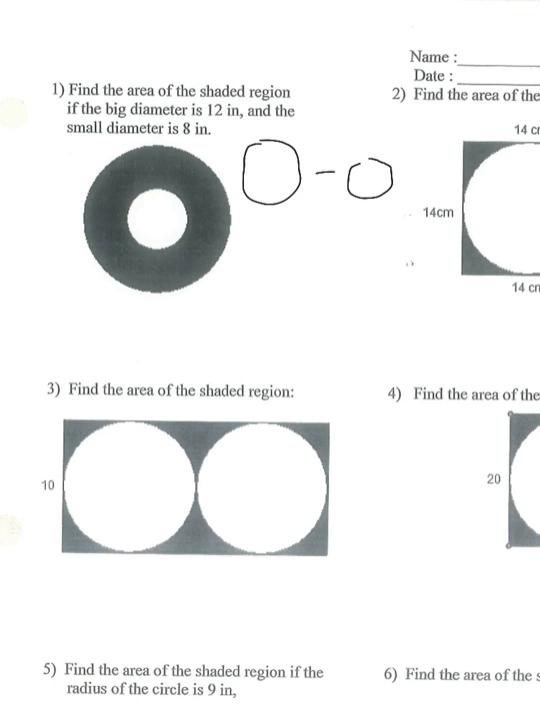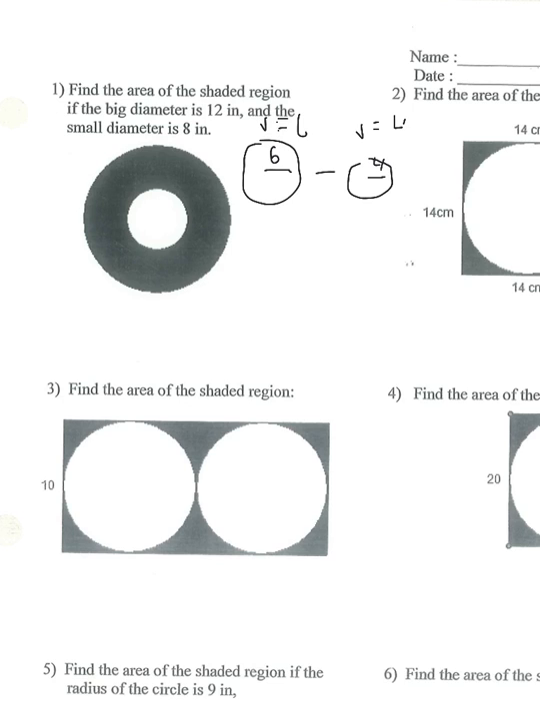Okay, now for the big circle, if the diameter is 12 inches, the radius will be 6. Now in the tiny circle, inside circle, if the diameter is 8, the radius will be equal to 4. So let me do it again. A radius is equal to 6. A radius is equal to 4. Okay? So the goal is to find the area of the big circle and subtract the area of the small circle.